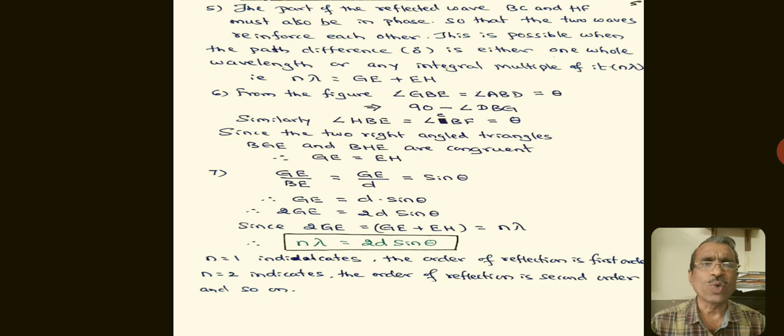N equal to 1 indicates the order of reflection is first order. N equal to 2 indicates the order of reflection is second order, and so on. So this is how we can derive Bragg's equation, which is the most important equation, known as n lambda equals 2d sine theta.